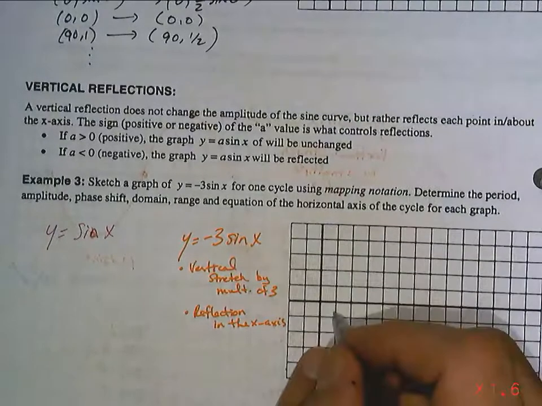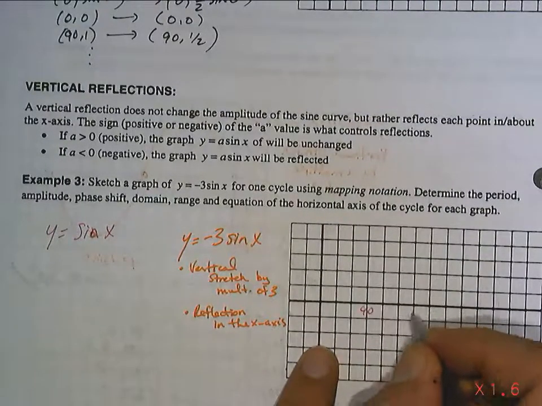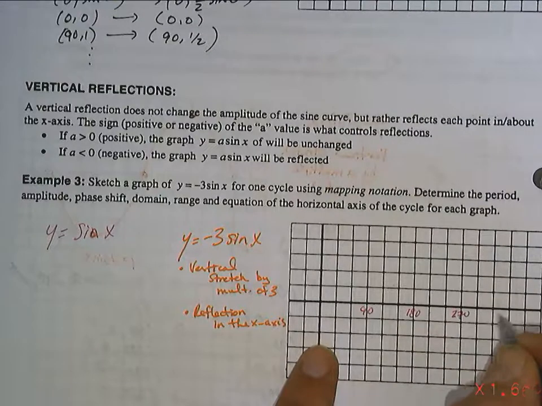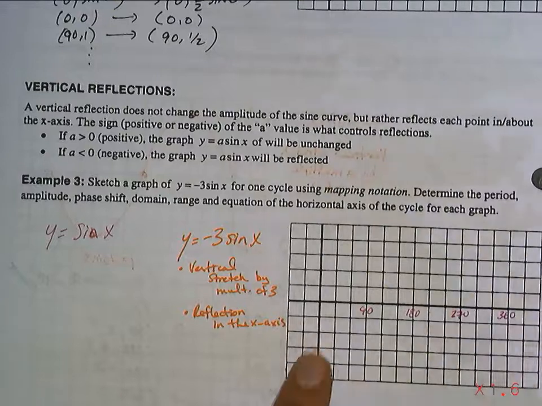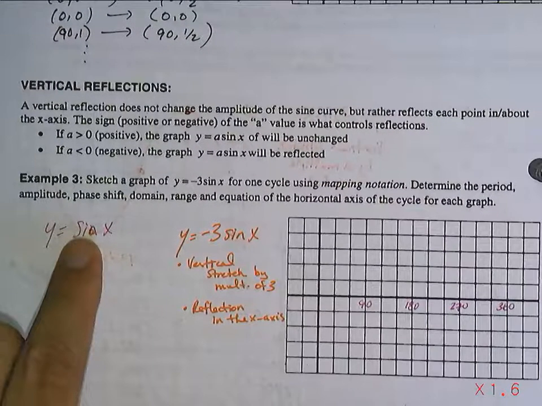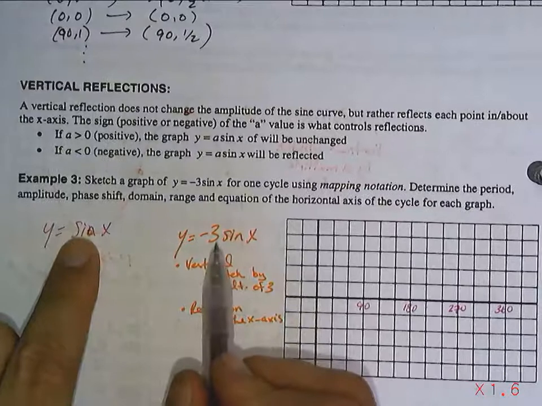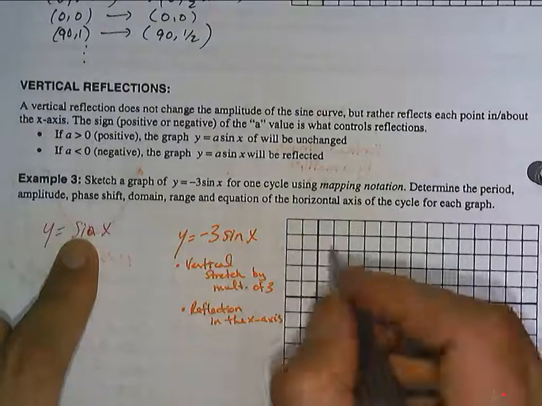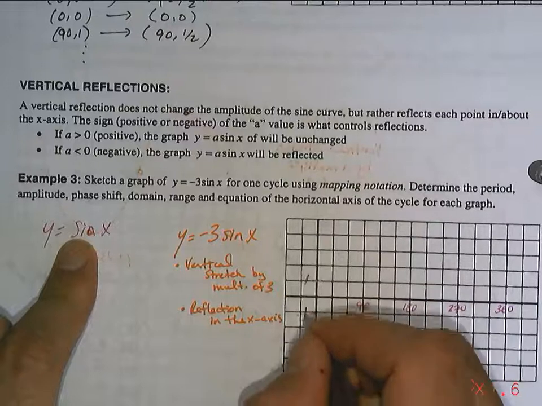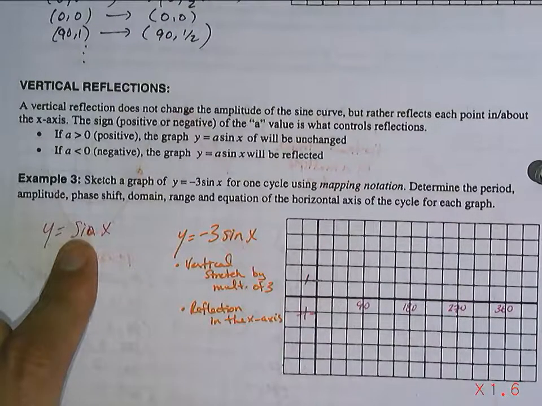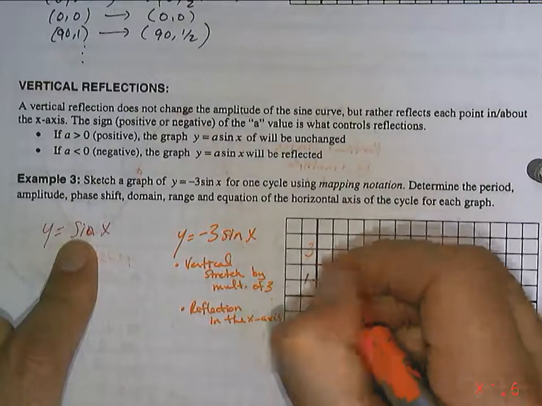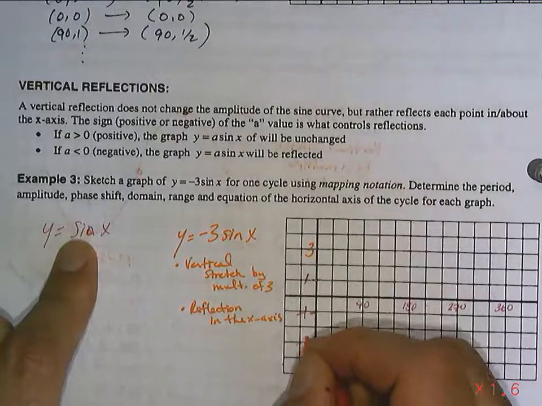So once again, I'm going to go 1, 2, 3, 90, 1, 2, 3, 180, 1, 2, 3, 270, 1, 2, 3, 360. And I need a maximum of 1 and a minimum of -1, but I also noticed that there's a vertical stretch coming, so I better take that into account. So why don't we make this 1, this -1, that's going to be a pretty funny looking graph. But the next one is going to go 1, 2, 3. That'll be 3, and that'll be -3.